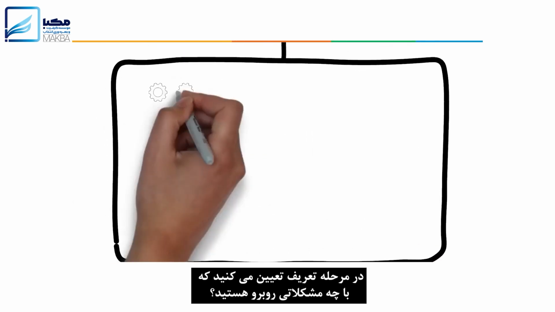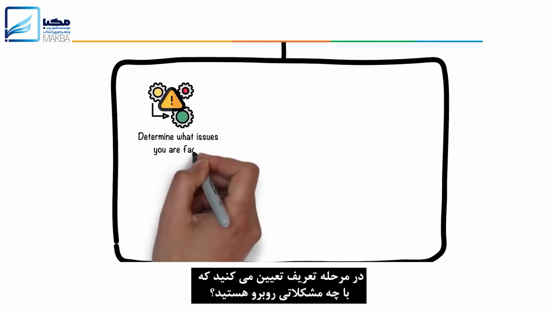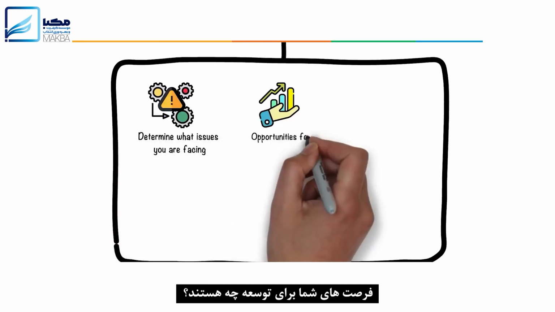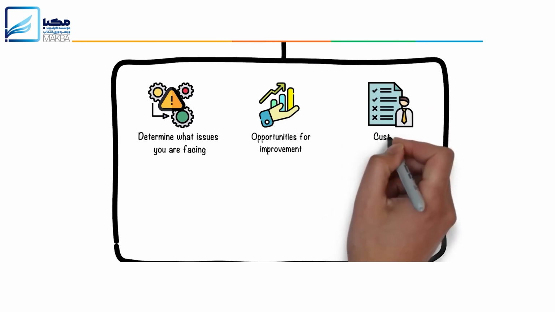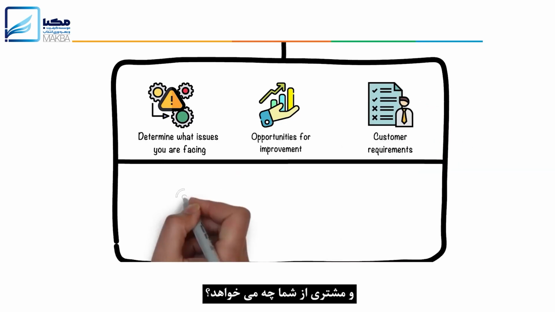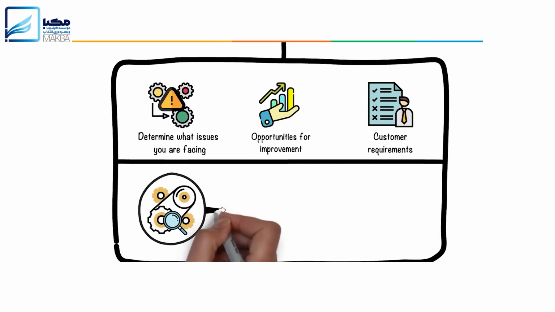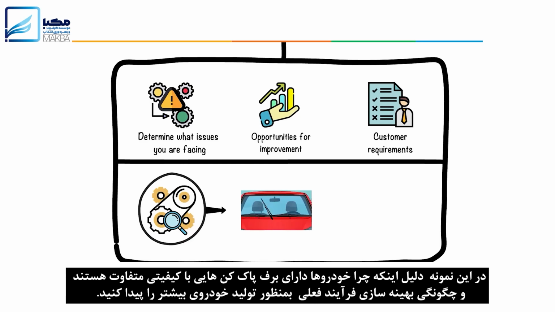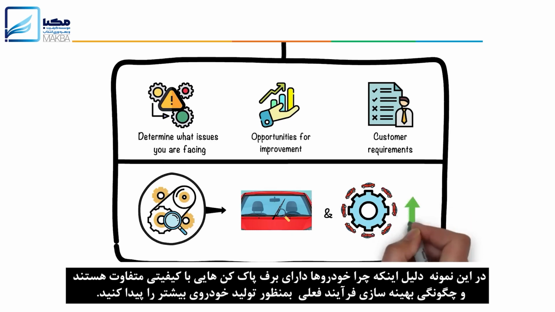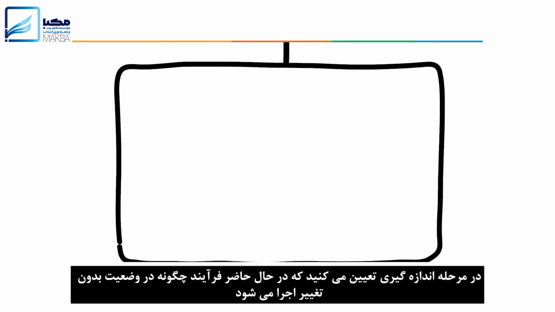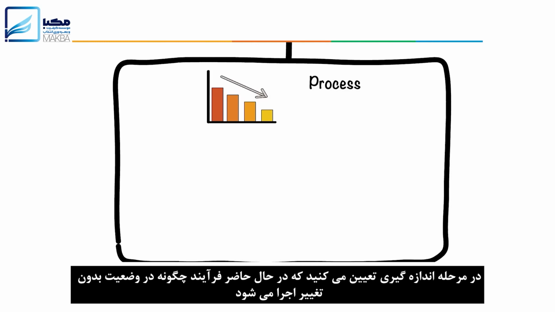In the Define phase, you determine what issues you're facing, what your opportunities for improvement are, and what the customer requires of you. Here, you look at the process as a whole and determine the issues with the manufacturing process. In this case, finding out why the cars had varying windshield wiper quality and how to optimize the current process to manufacture more cars.